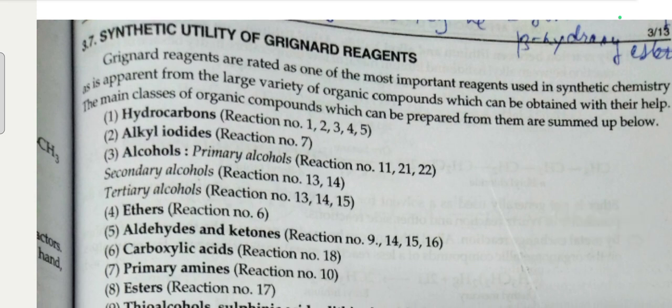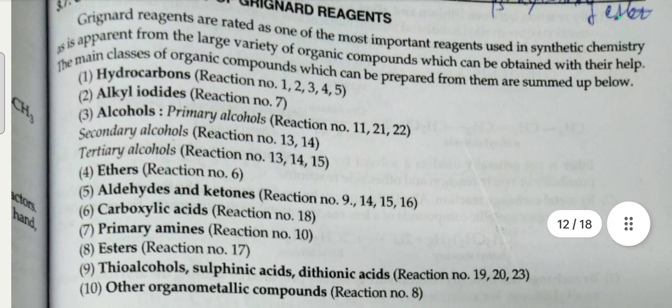Synthetic utility of Grignard reagents. Grignard reagents are rated as one of the most important reagents used in synthetic chemistry, as is apparent from the large variety of organic compounds which can be obtained with their help. The main classes of organic compounds which can be prepared from them are summed up below. First, hydrocarbons. Second, alkyl iodides. Third, alcohols, primary, secondary, as well as tertiary. Ethers, aldehydes and ketones, carboxylic acids, primary amines, esters, thioalcohols, sulfenic acids, dithionic acids, and other organometallic compounds.